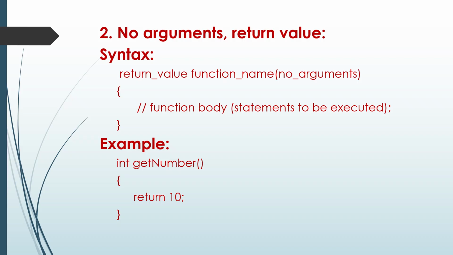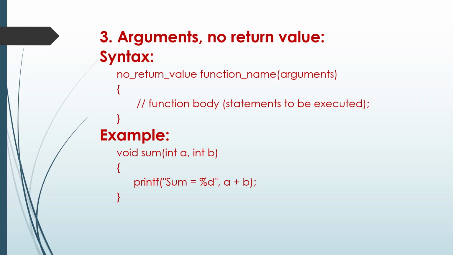Here is the example for no argument with return value. We have a return value, so we use integer type here, and the function name is get number with empty parameters. Within the function we return the value 10. When we call this function in our program, or in another program, we can use this value.